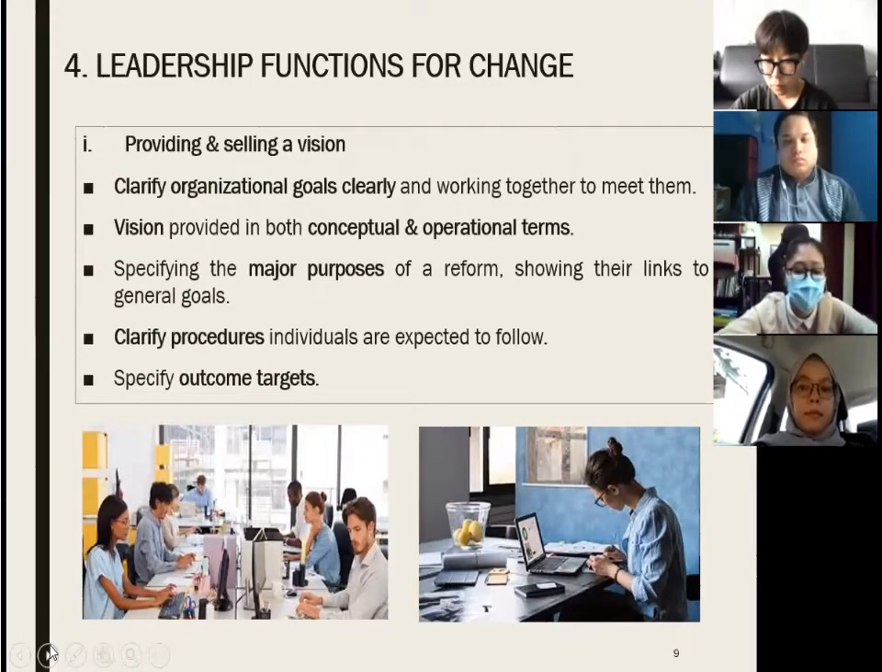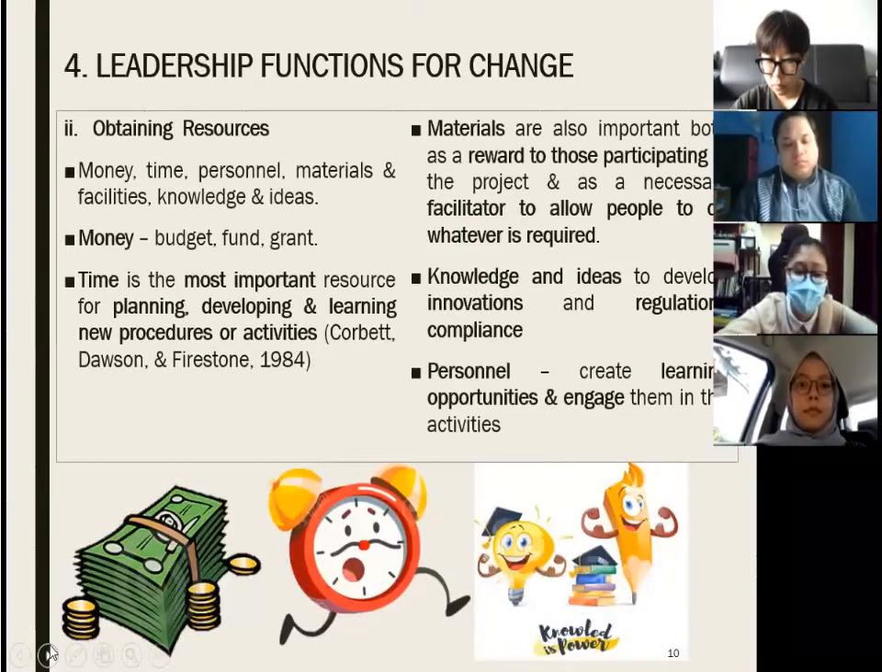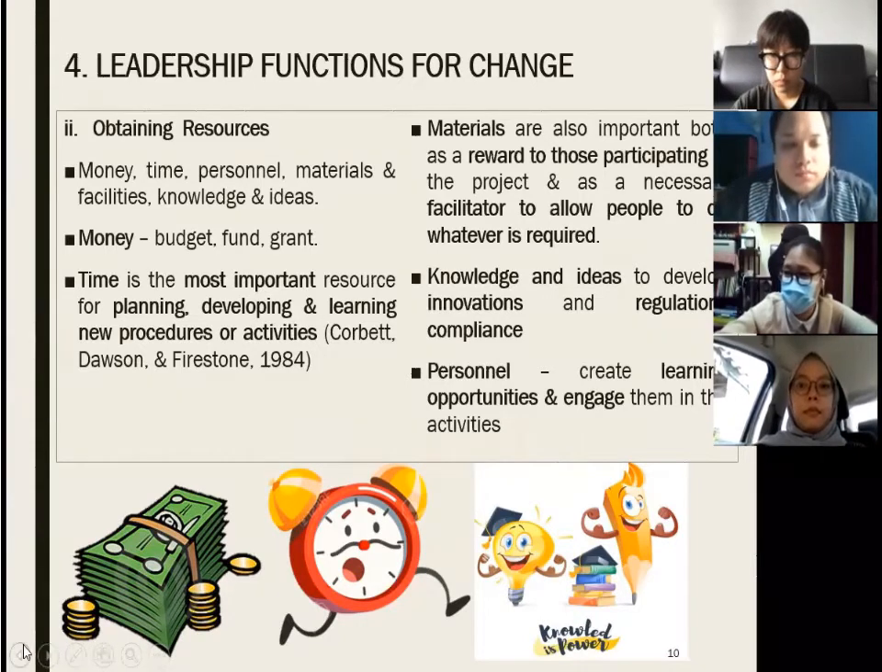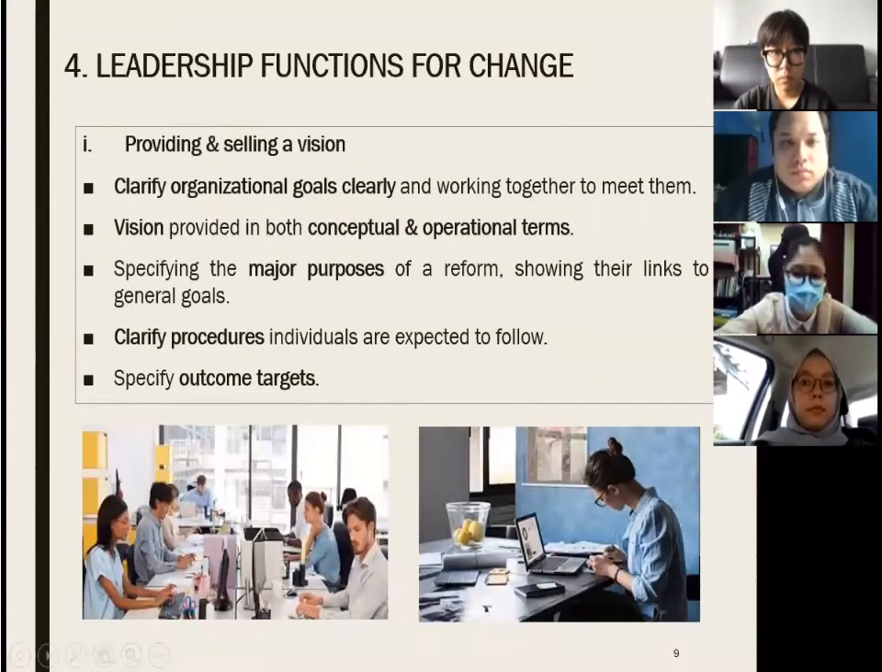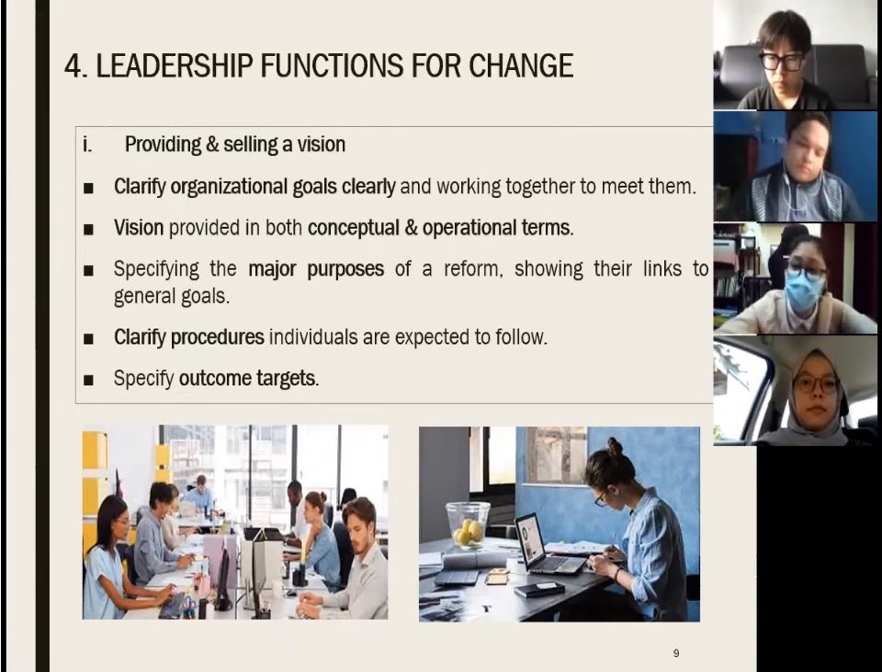Next, we move to leadership functions in change situations. Firstly, providing and selling a vision. The leader needs to clarify the organizational goals clearly and work together to meet them. By doing so, the followers will understand what and why they are doing it.